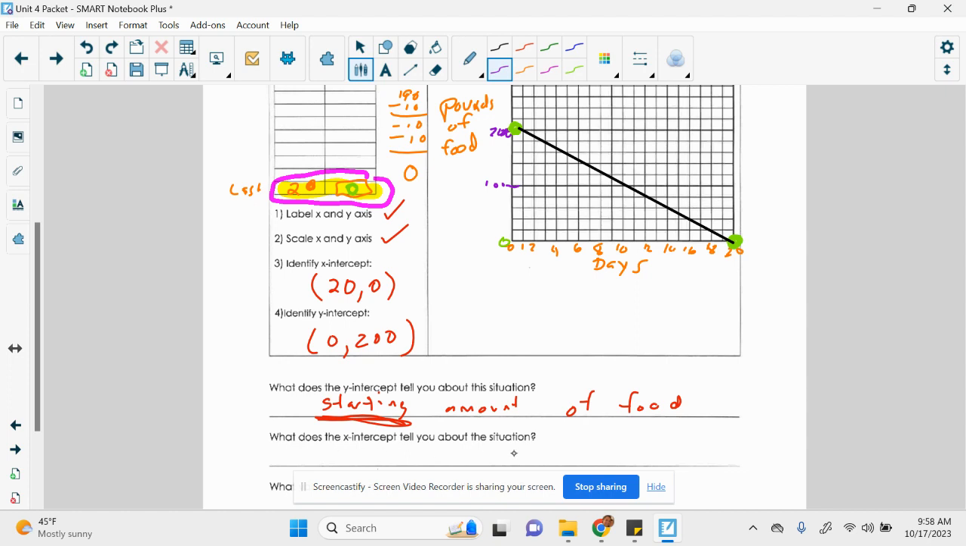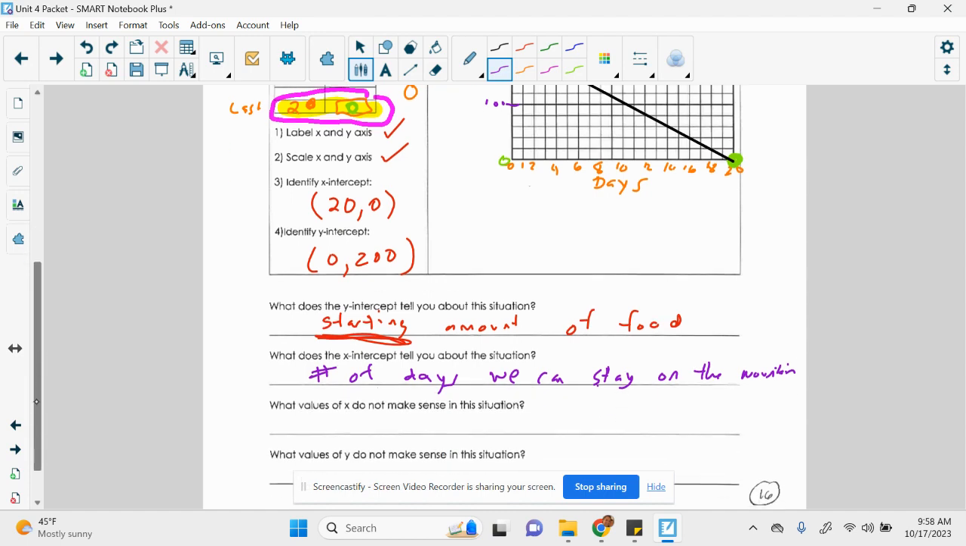The x-intercept tells us the number of days we can stay on the mountain. All right. Anything more than 20, we're in trouble. We have no more food.